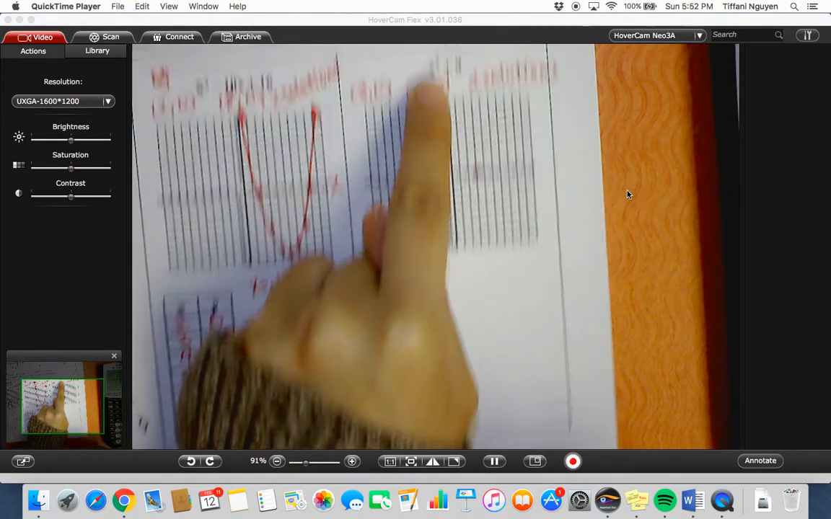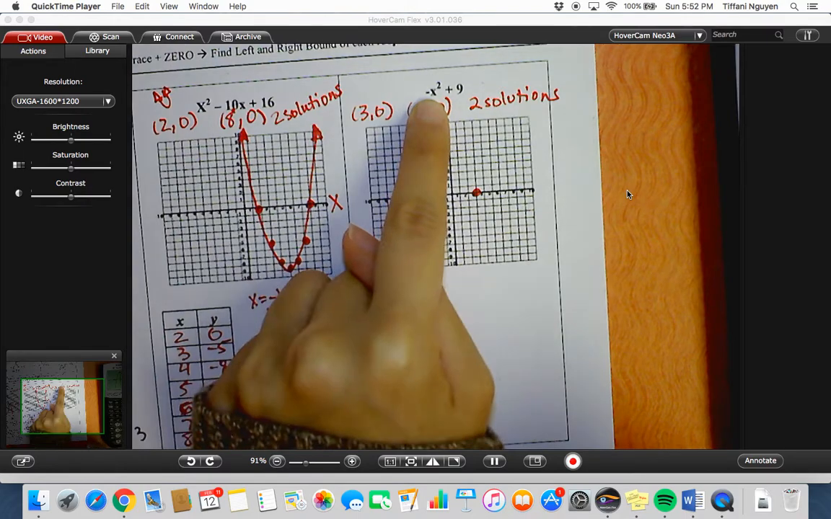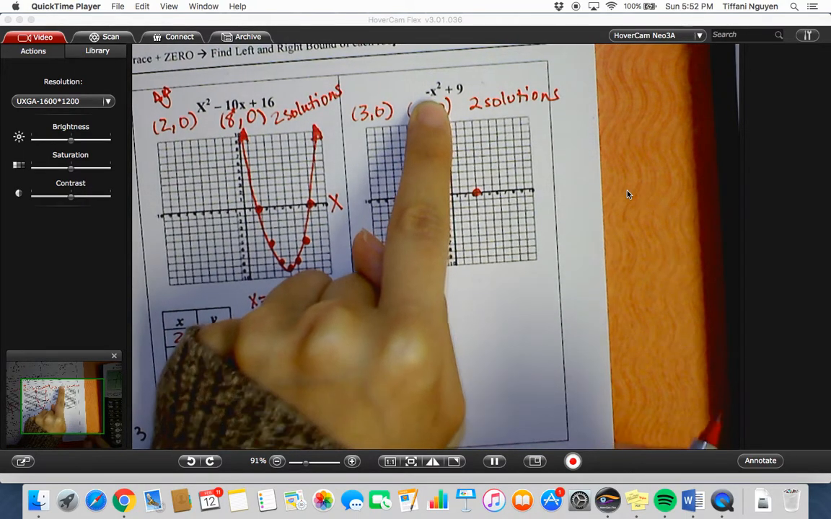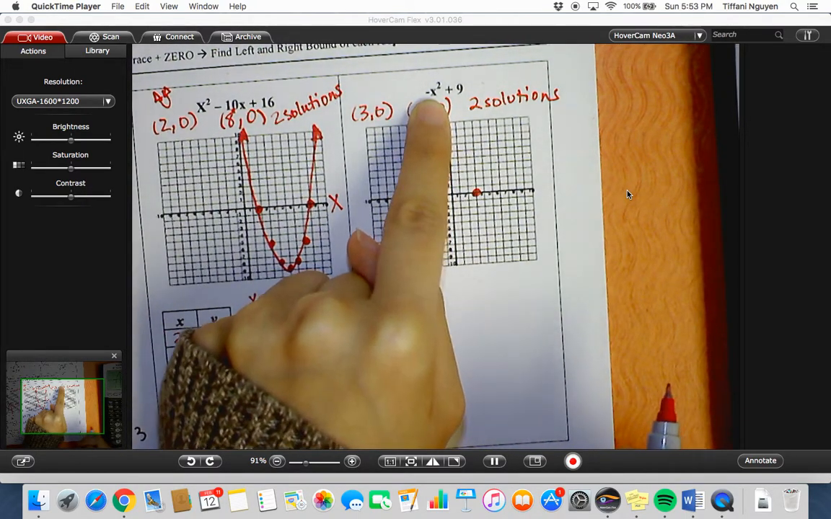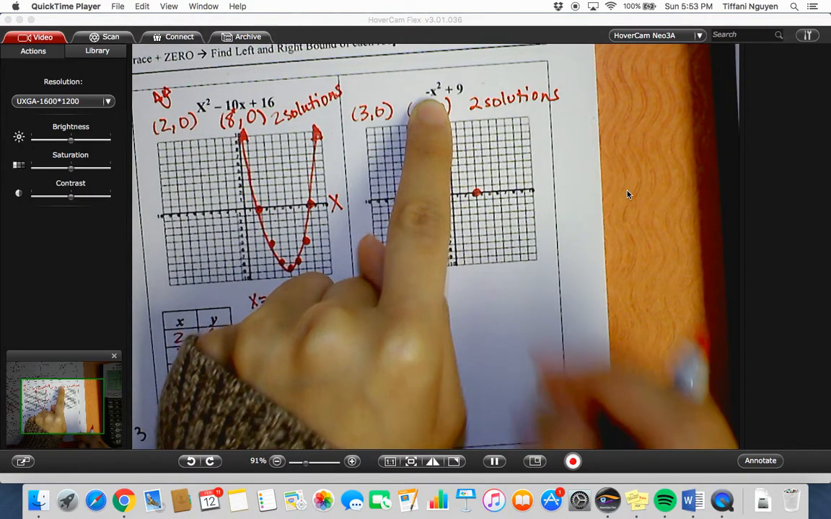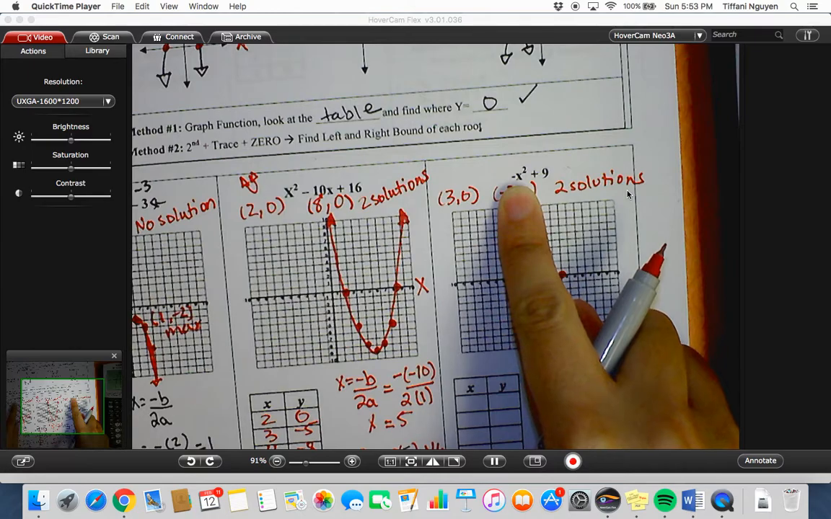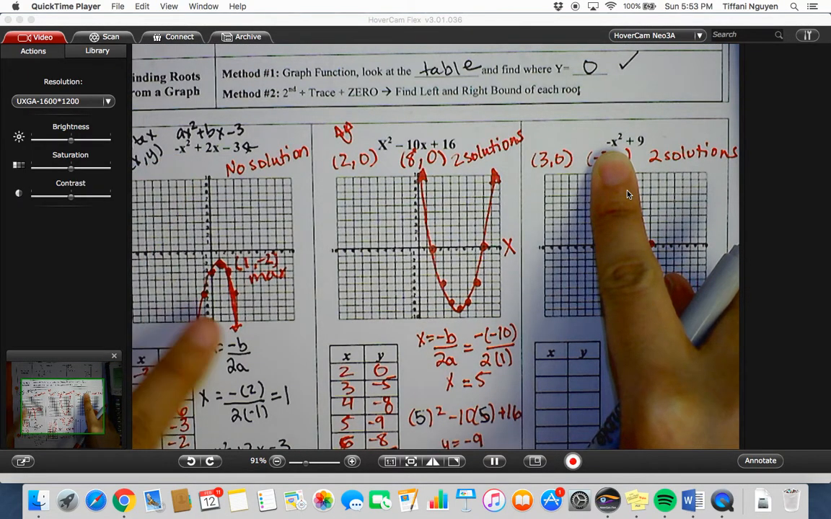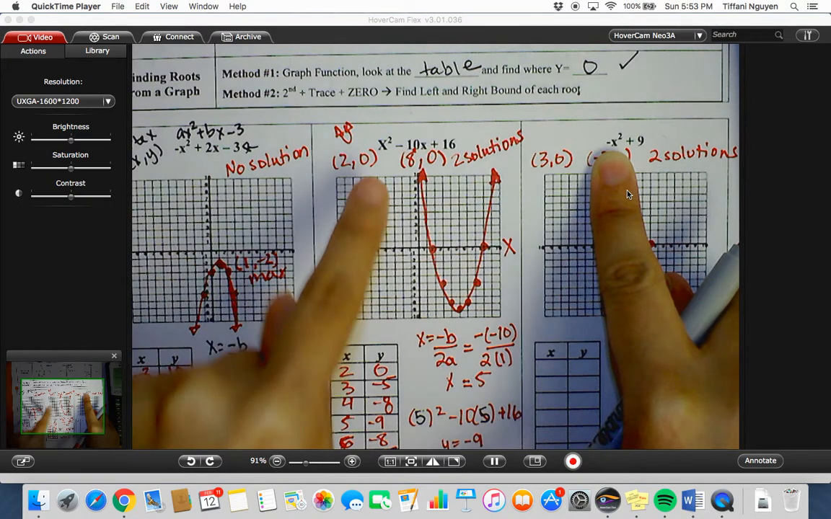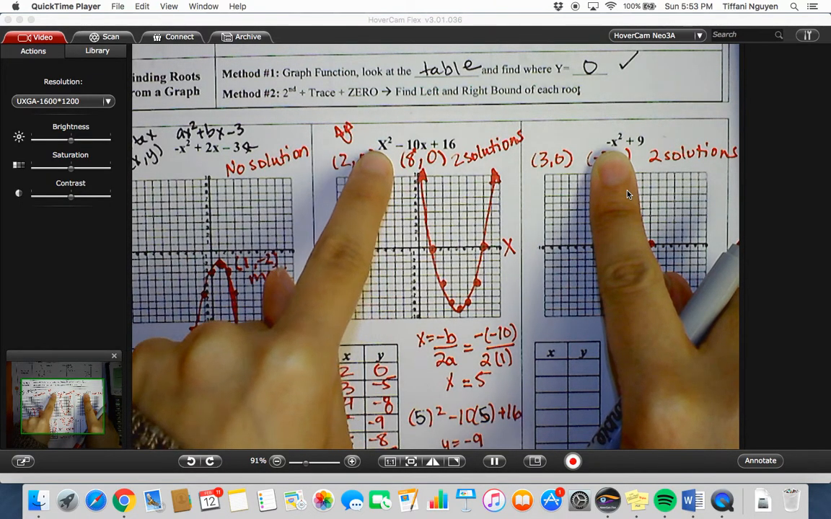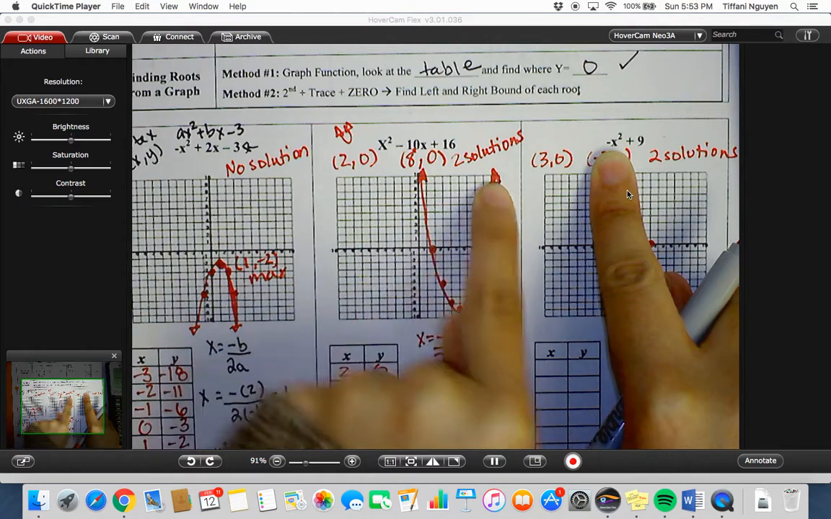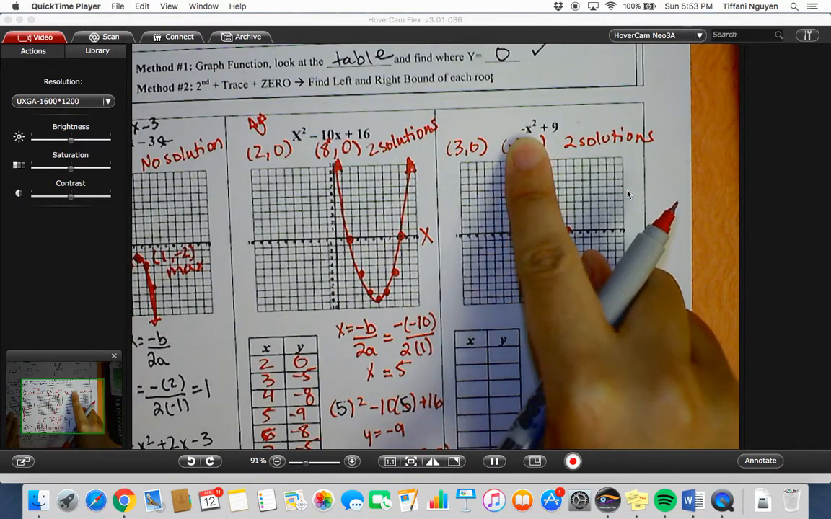I have a negative x. If I have a negative x, do you guys think it's going to open downwards or upwards? Here where I have negative 1 as my a value, it's going to open downward. Here my a value is positive 1, it's going to open upwards. So what do you think if it's negative 1?